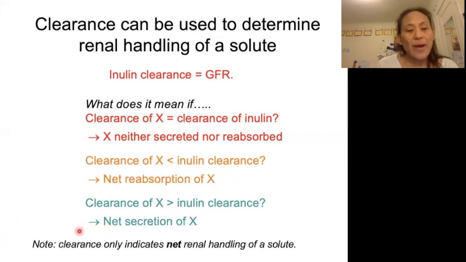I do want to point out that these comparisons are only going to tell us about the net renal handling of a solute, so what the kidneys did with that solute overall. We can't tell whether there was some secretion and then some reabsorption. We only know that overall, if we were to add up everything that happened over the course of the tubule, we had a net reabsorption or a net secretion of that molecule, okay?